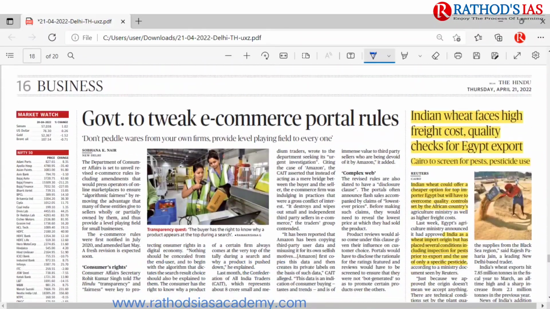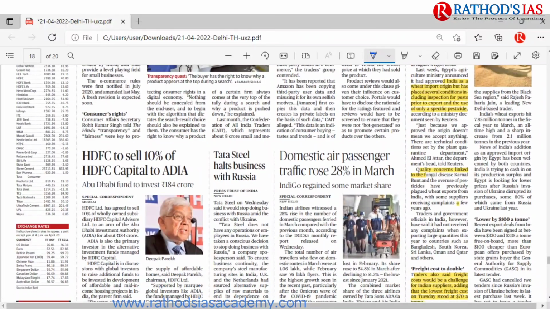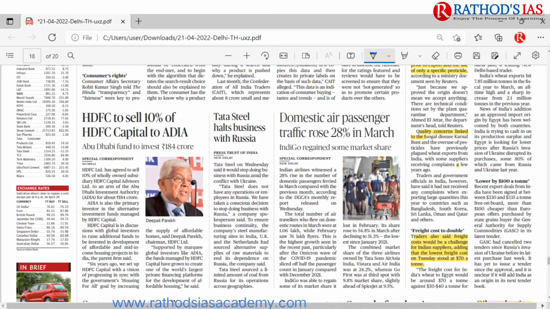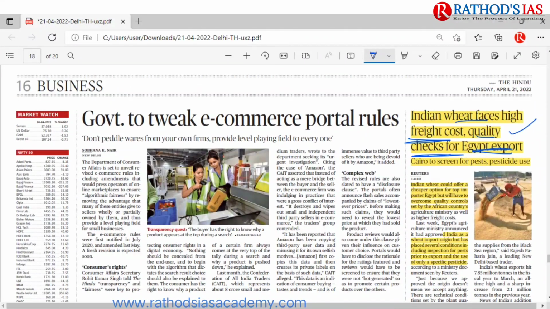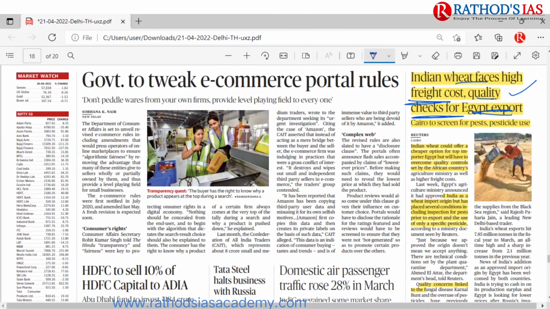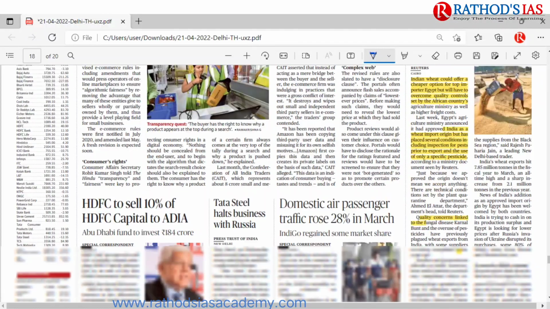And if you move forward in the business page, you can see Indian wheat faces high freight cost and quality checks for Egypt export. Egypt mainly said that they are going to import wheat grains from India. So it was good news. In the day before yesterday's lecture, we studied that we are going to export our wheat to Egypt. But now this article says that exporting our wheat grains to Egypt is leading to increased freight cost, that is the cost of transportation. It is $70 per ton. Earlier it was $30 to $40 and now it is $70. So it is one cause of concern. And we also need to pass a number of quality control tests, so that is also one cause of concern.